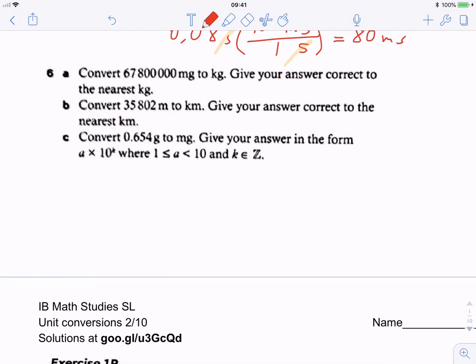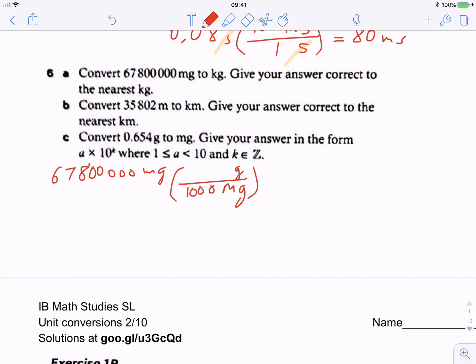Okay, last problem, 6A. Convert 67,800,000 milligrams to kilograms. Give your answer correct to the nearest kilogram. So we have 67,800,000 milligrams to kilograms. So we're going to multiply it times a domino first with milligrams on the bottom and grams on top, because we can change milligrams easily to grams, although changing milligrams directly to kilograms is a little bit challenging. So let's do the conversion from milligrams to grams.